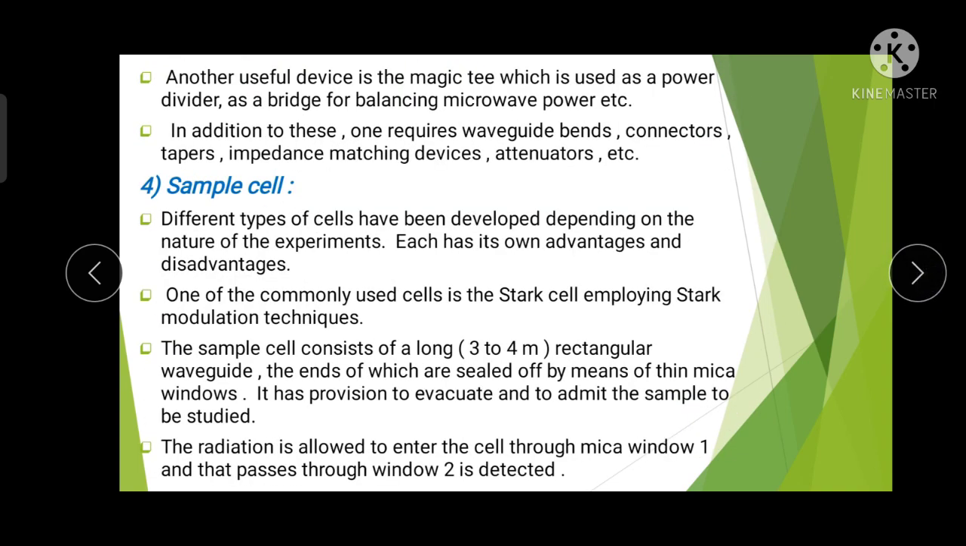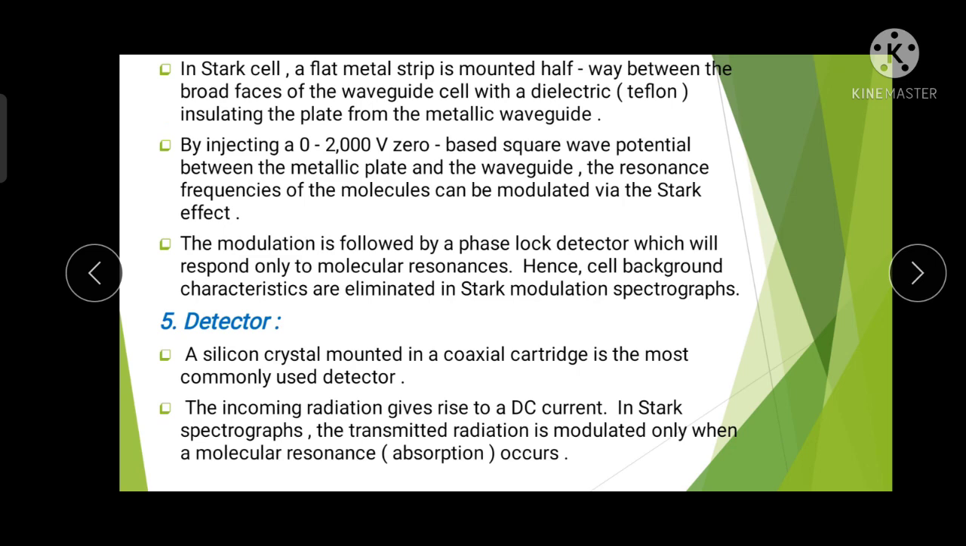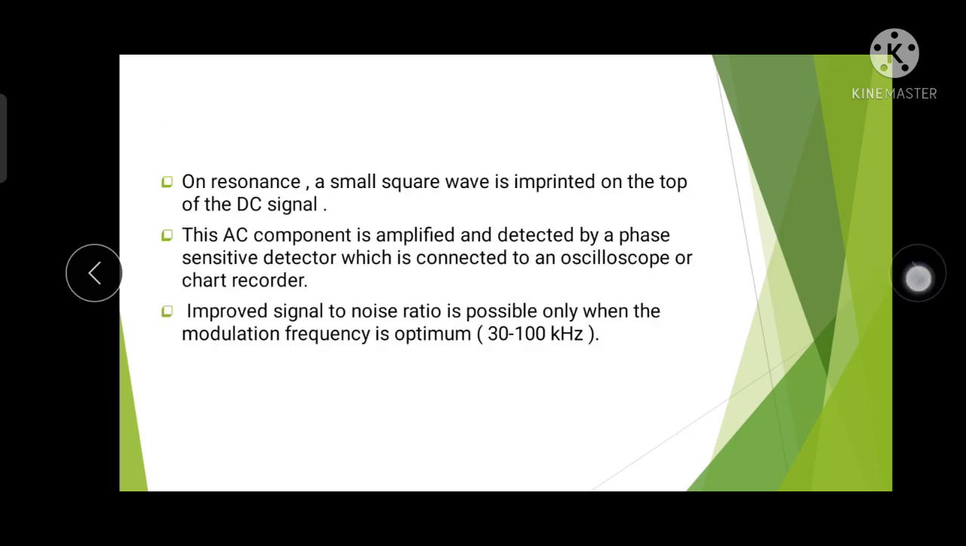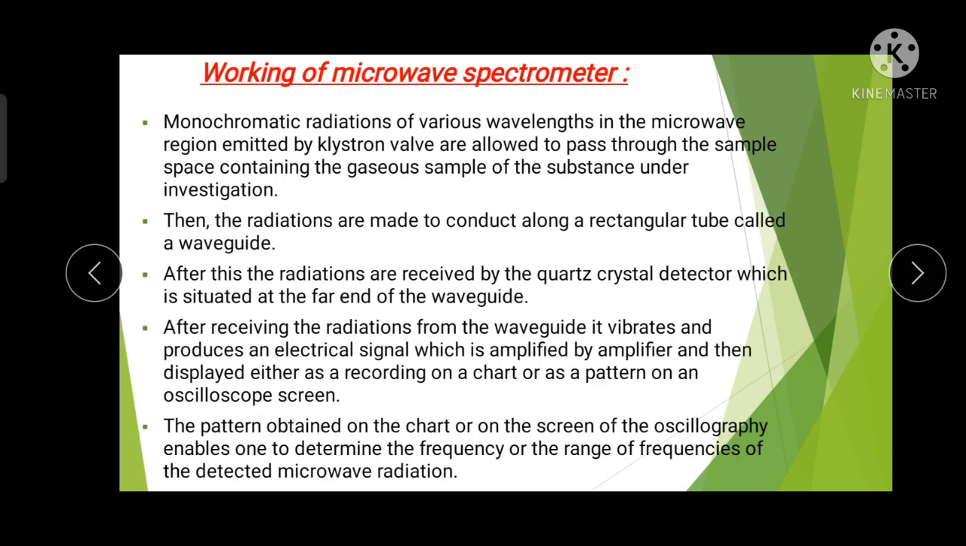And after that, the detection of the microwave radiation: after receiving the radiation from the waveguide, it vibrates and produces an electric signal, which is amplified with the help of an amplifier, and then displayed either as a recording on a chart or as a pattern on an oscilloscope screen.